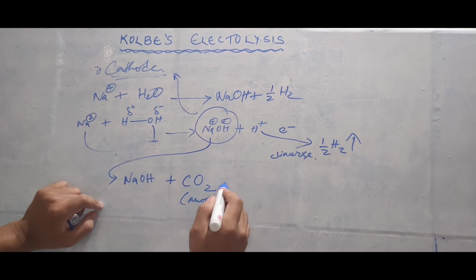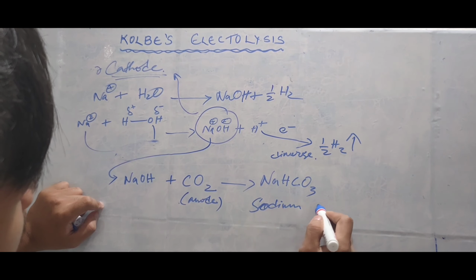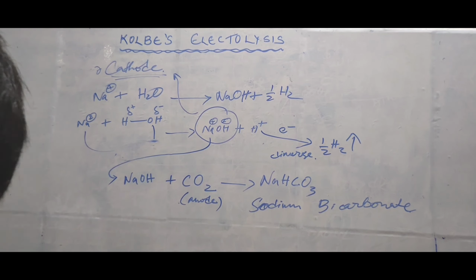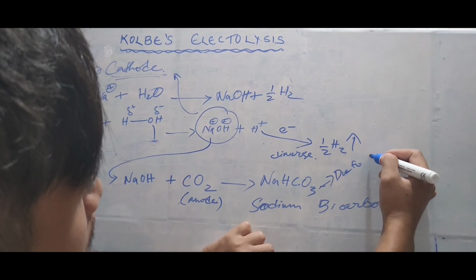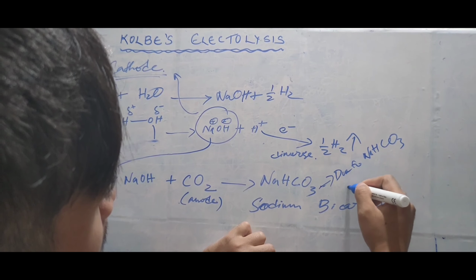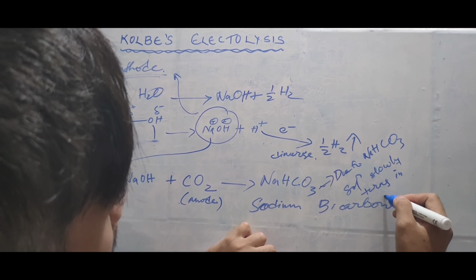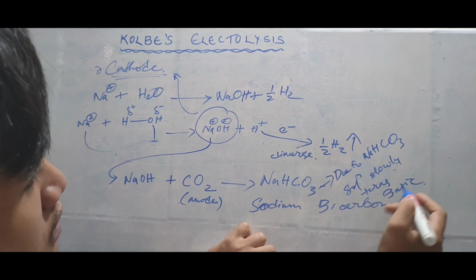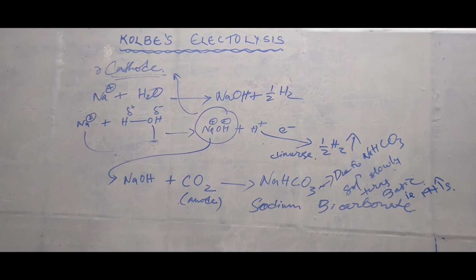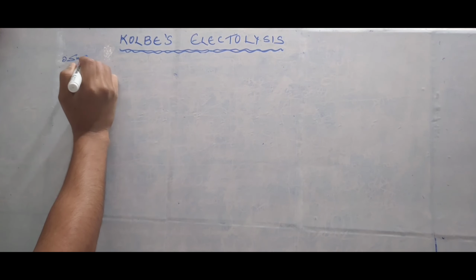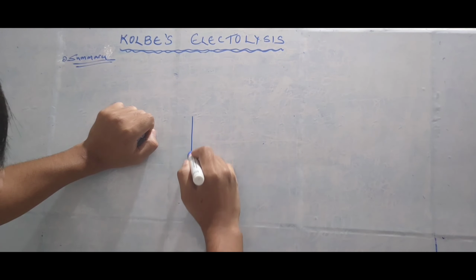With the help of NaOH from the cathode and CO2 from the anode, it gets converted into sodium bicarbonate. What is the help of sodium bicarbonate? Sodium bicarbonate is basic, so it makes the solution alkaline, that is, the pH increases gradually as the reactions proceed. So let us summarize the whole electrolysis.